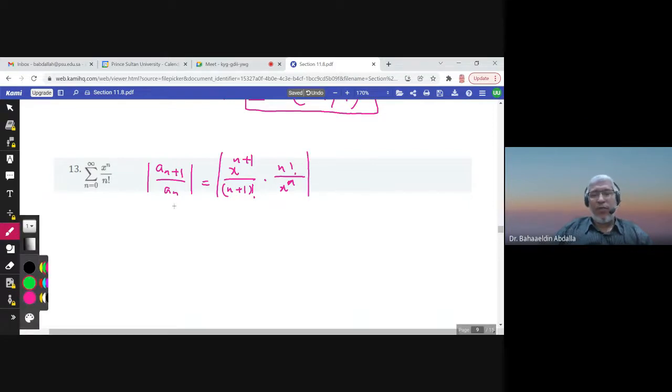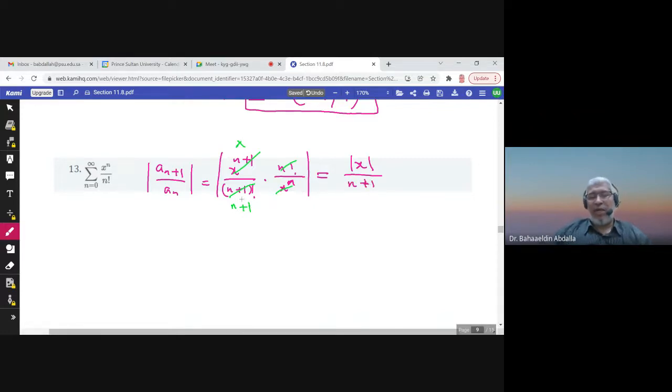If you do it step by step like this, and if you studied all the previous tests, sections, it would be easy for you. So this would be absolute value of x over n plus 1. N plus 1 factorial is n plus 1 times n factorial, so they cancel and you get n plus 1. And now when n goes to infinity, absolute value of x over infinity is 0. So this goes to 0.